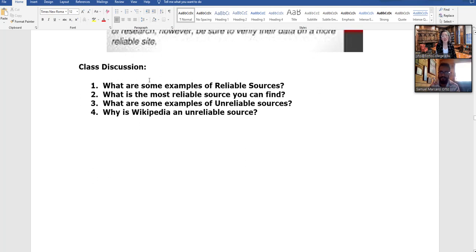So what are some examples of reliable sources? Anything with the .gov or the .edu. Okay, and what is the most reliable source you can find? Where would you find that? The library, the Fortis library, or Google Scholar. Google Scholar. And how do we know that something is peer reviewed in the online library? You click on the box that says peer reviewed, yes, and it brings you all the peer-reviewed results.